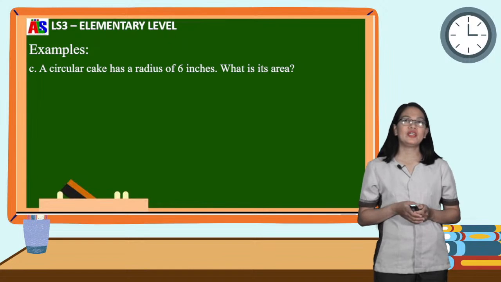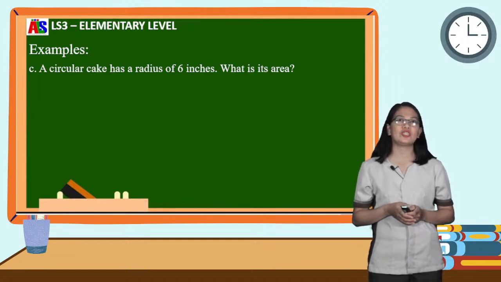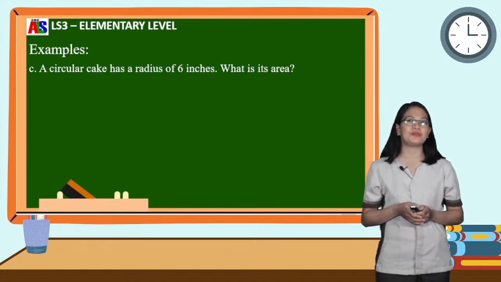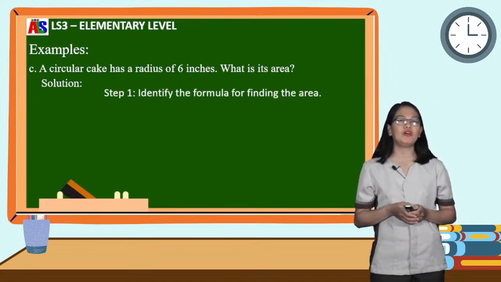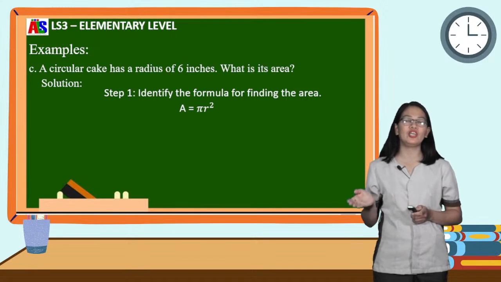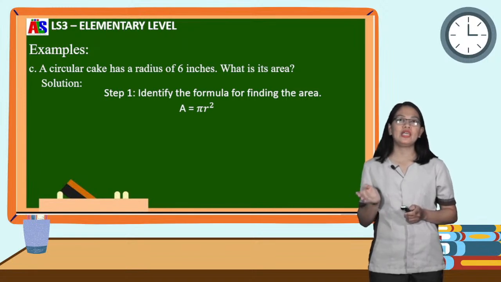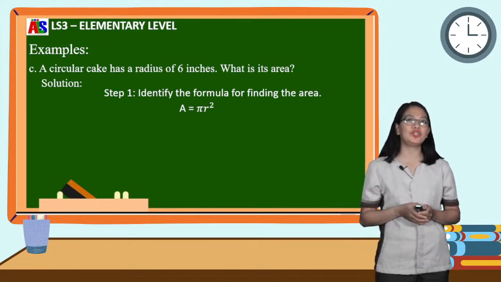A circular cake has a radius of 6 inches. What is its area? Solution, step 1. Identify the formula for finding the area. And that is using the formula in solving for the area of a circle.